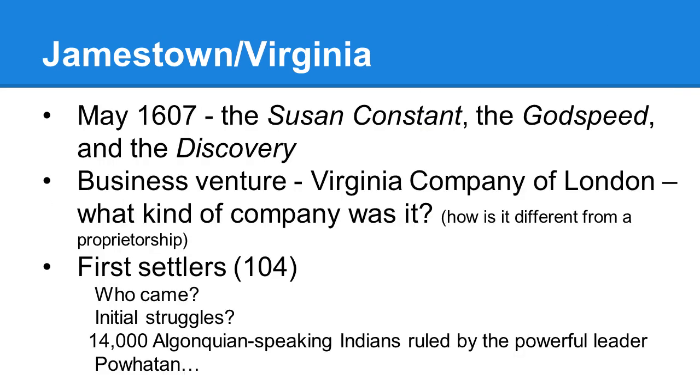So the first trip to Jamestown took place in May of 1607. Make sure that you know the 3 ships that arrived to develop Jamestown. So it would be the Susan Constant, the Godspeed, and the Discovery.